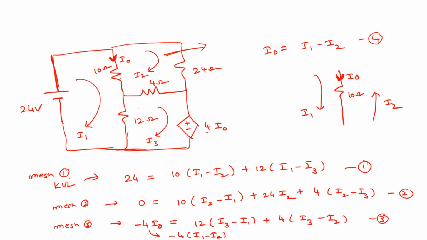With respect to the first mesh you write I1 minus I2, but with respect to the second mesh it would be I2 minus I1? No, this is already given; you cannot change that. Here I1 and I naught are in the same direction, so we take I1 as the reference. That means I1 minus I2.